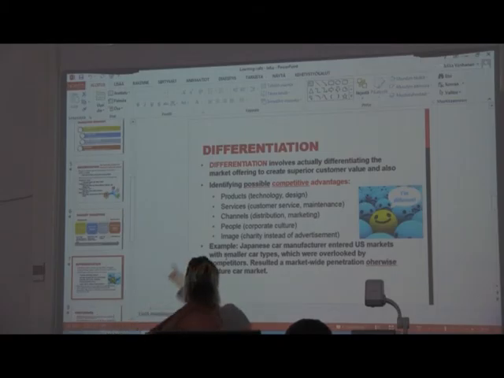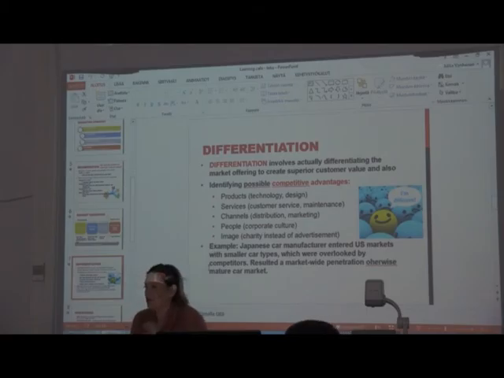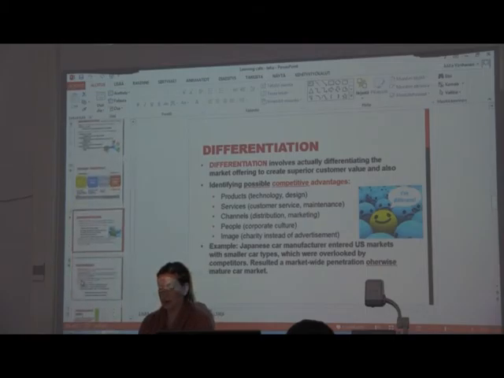Here are the products, services, channels, people, image. You can think about the difference from these points of view. And the third? Benchmarking. Which one do you want to have the slides open up? Benchmarking, do you have the competitors? Yes, and other products.